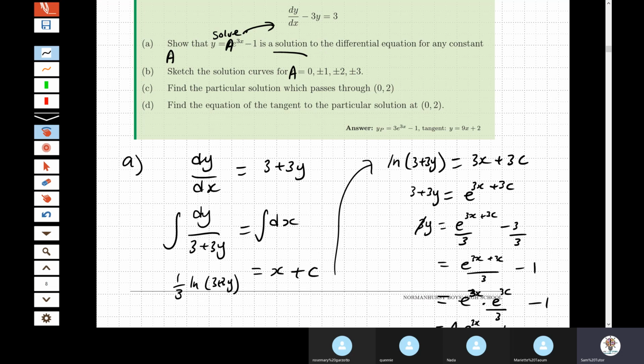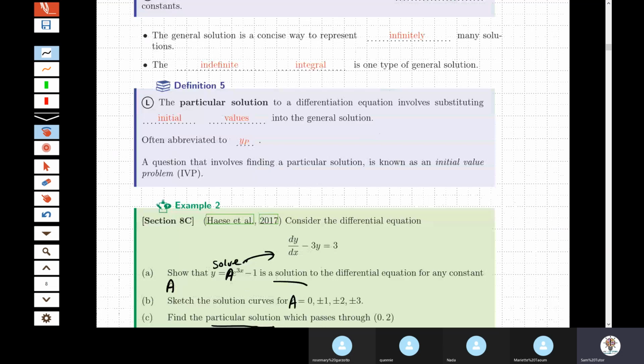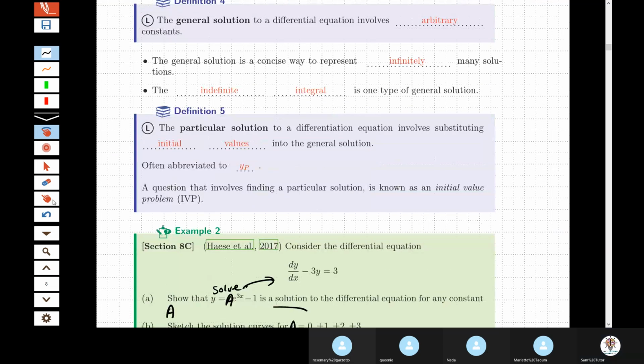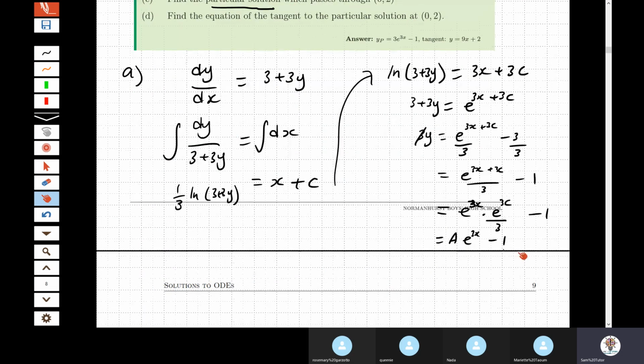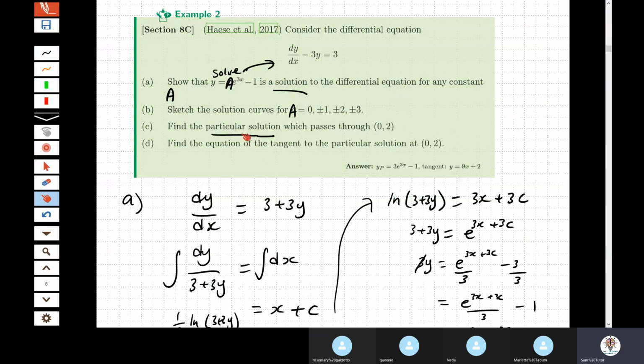All right, find the particular solution which passes through (0, 2). Find the particular solution. Ready? Look on top. The general solution involves an arbitrary constant. So what we just found was the general solution, obviously. The particular solution to a differential equation involves substituting initial values into the general solution, obviously. I hope you would have done that. So find the particular solution which passes through (0, 2).